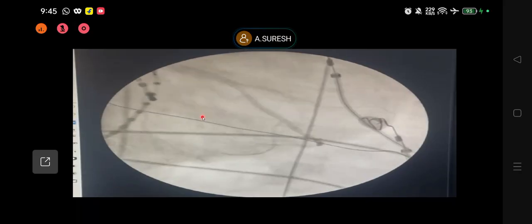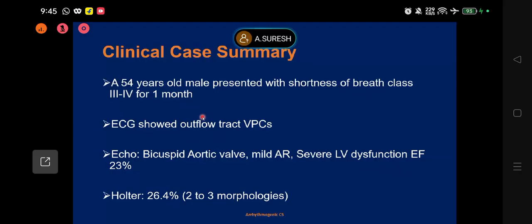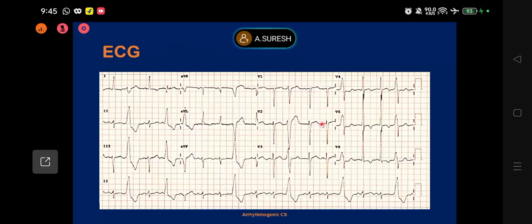Otherwise, she's doing well. So this is another patient, a 54-year-old male, presented with shortness of breath for 3-4 months, and ECG showed outflow tract VPCs and bicuspid aortic valve, severe LV dysfunction, ejection fraction 23%. Holter showed 26.4% VPC burden, 2 to 3 morphologies. So these were VPCs of different morphologies.